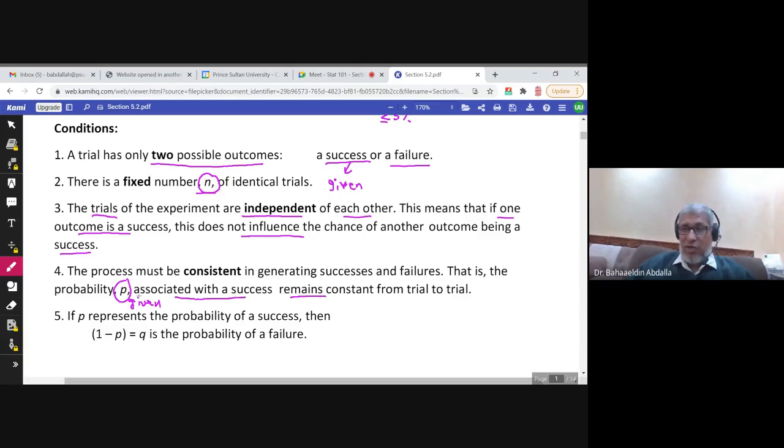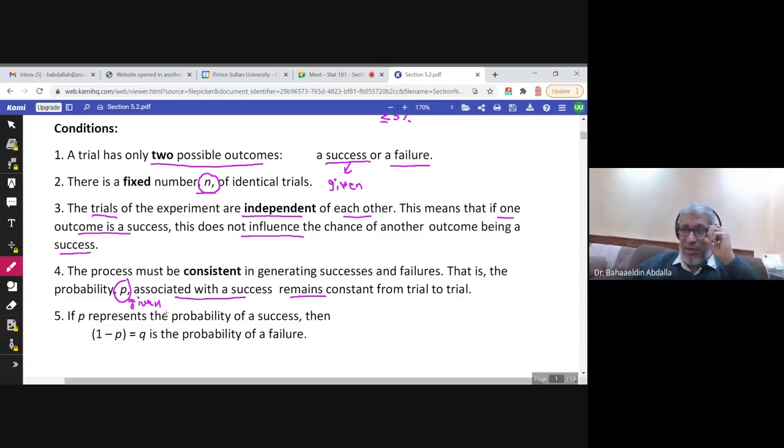Now listen to the continuation. Select 20 students of PSU. What is 20? Now 20 is the number of trials. What is the probability that 5 of them are not Saudis? So not Saudis is the success. If he says, what is the probability that 12 of them are Saudis, then Saudi would be the success. Okay, so he's going to choose.